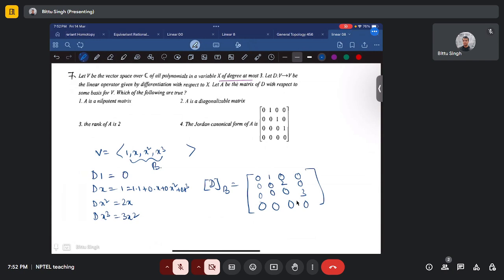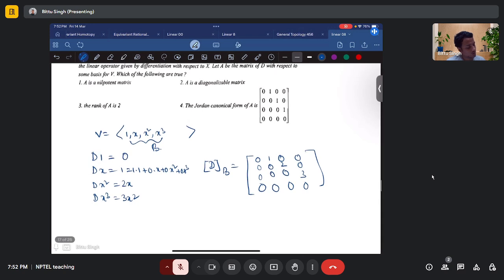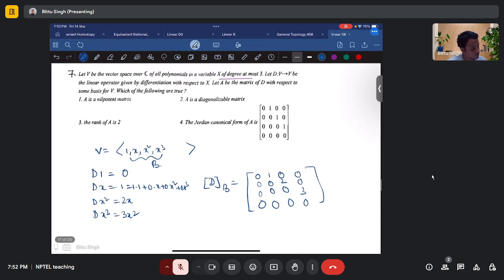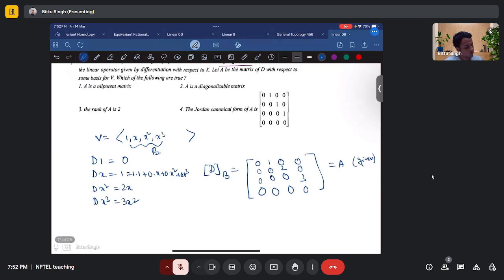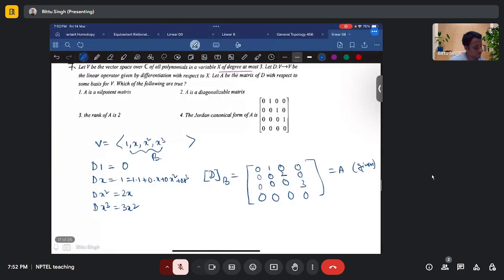Now the question is whether A is nilpotent or not. Can you see if A is nilpotent or not? It is actually easy to see that A is nilpotent. So this is A given, the matrix representation. Now, for example, what will be A square?